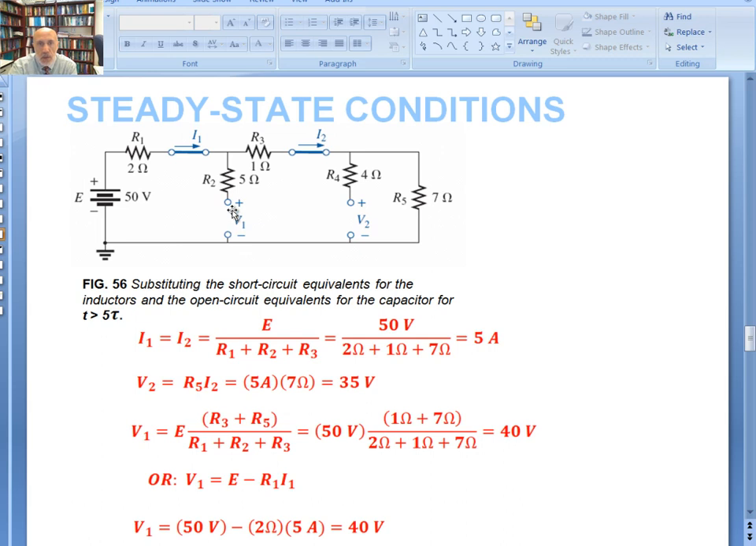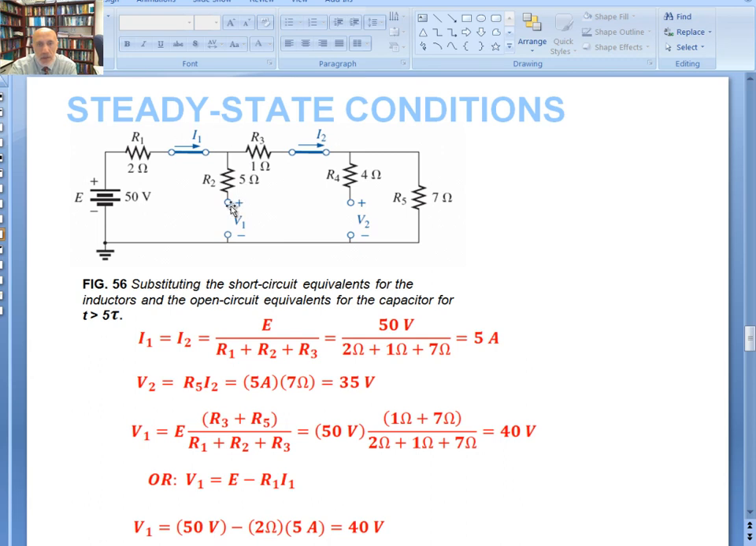The voltage V1, there are 2 ways you can do it. You can take 50 and subtract the voltage drop across R1. The current I1 is 5, so 5 times 2 is 10. So if I put a voltmeter here, which measures the open circuit voltage V1, then it'd be 50 minus 10 volts to give you 40 volts.